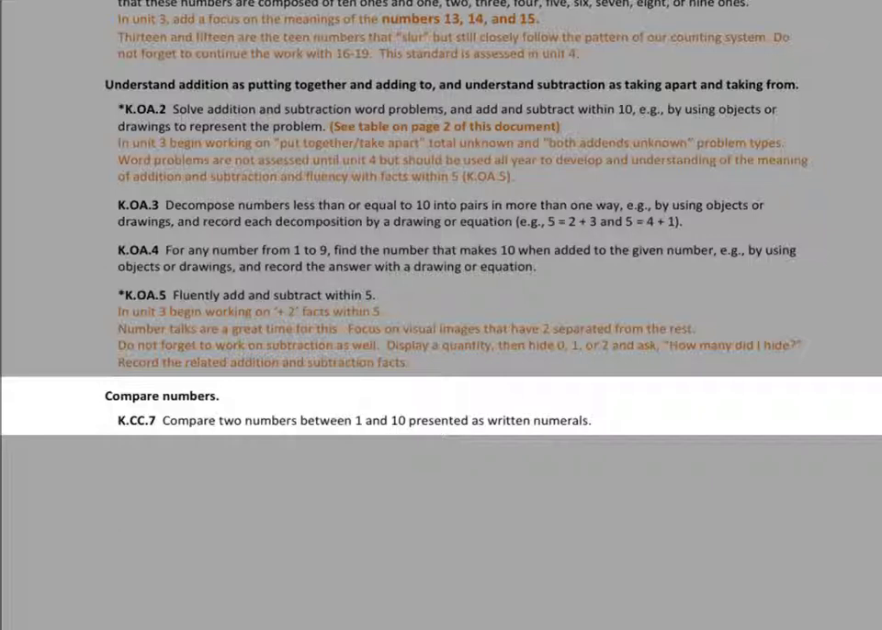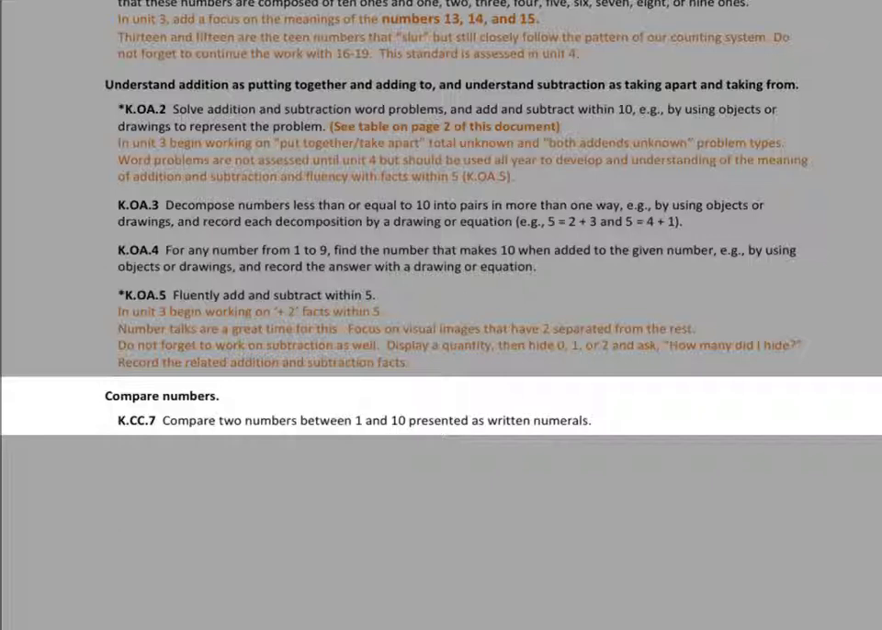KCC7 deals with having students compare 2 numbers between 1 and 10 when presented as written numerals. One thing to note about this standard is that kindergartners are not expected to use the symbols for greater than or less than or the equal sign when comparing numerals. The standard for comparing numbers in first grade specifically mentions the use of these symbols, and that helps us to see that it's not an expectation for kindergartners.